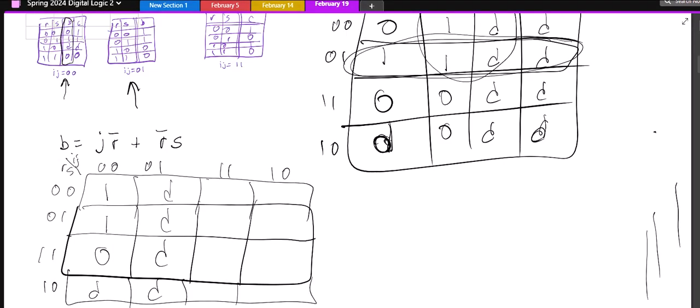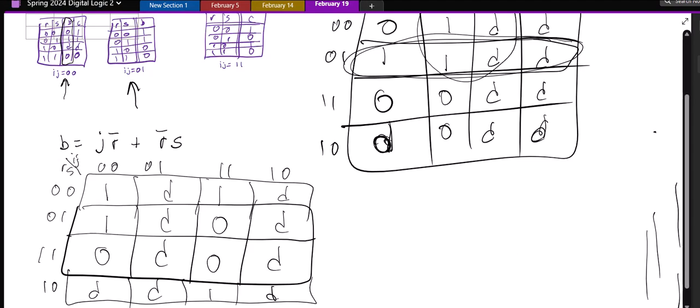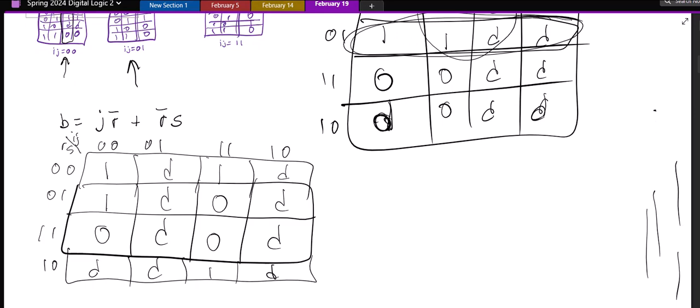for ij 0, 1. For ij 1, 1, it's 1 when rs is 0, 0, it's 0 when it's 0, 1, it's 0 when it's 1, 1, and it's 1 when it's 1, 0, and this is don't care. So let's see, where are our ones and what's the best way to get them? It looks like we can do this and wrap around, and we can do this.